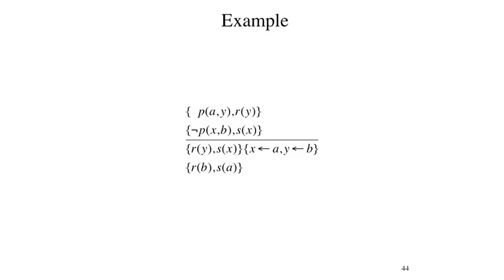We form a new clause consisting of the remaining literals from each of the original clauses, in this case r of y and s of x. We apply our most general unifier to this clause, and thereby we produce their resolvent, namely the clause consisting of the literals r of b and s of a.